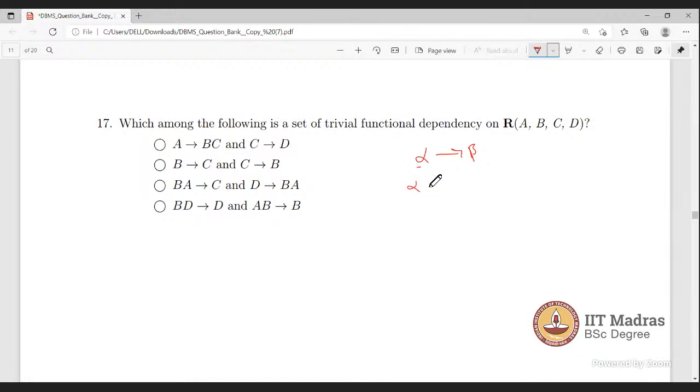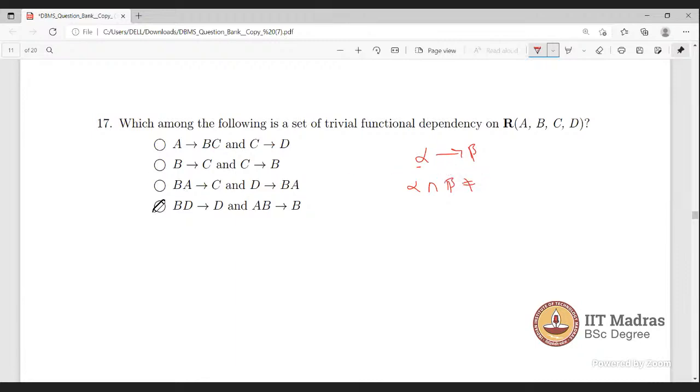Now you have to see whether alpha intersection beta is non-empty. If there is any common attribute between these two attribute sets, then we can say that it is a trivial functional dependency. If they do not have any common attribute, then we can say that it is not a trivial functional dependency.